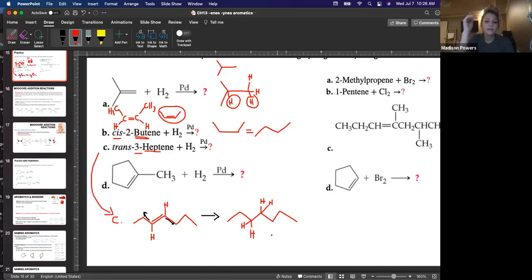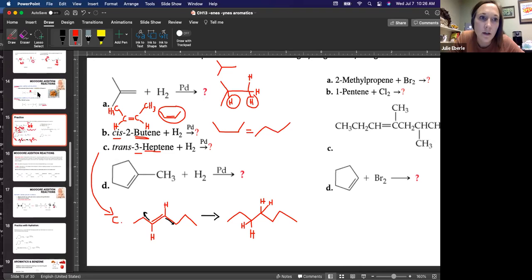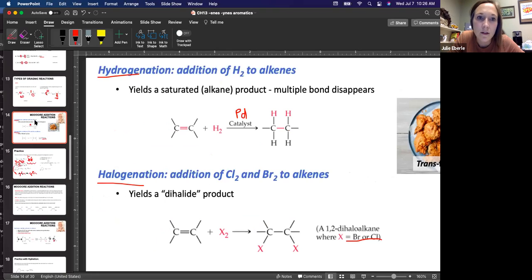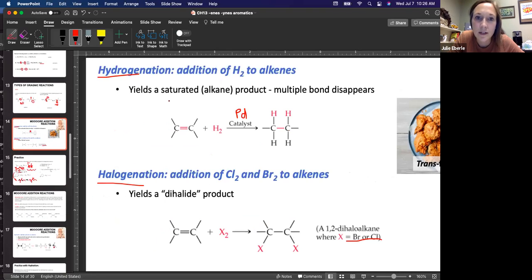Yep. Go ahead, Madison. Will the product of an addition always be saturated? Let's go back and check. So it'll never have a double bond? Yields a saturated alkane. Okay.